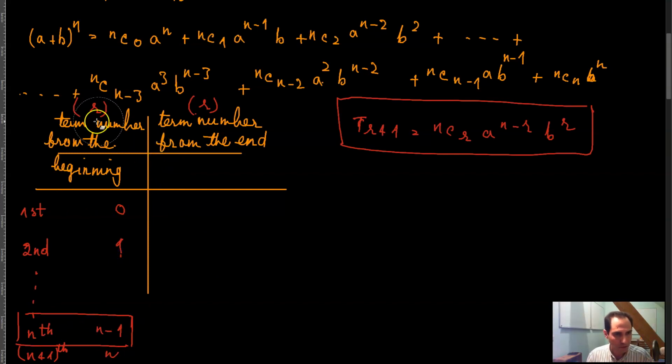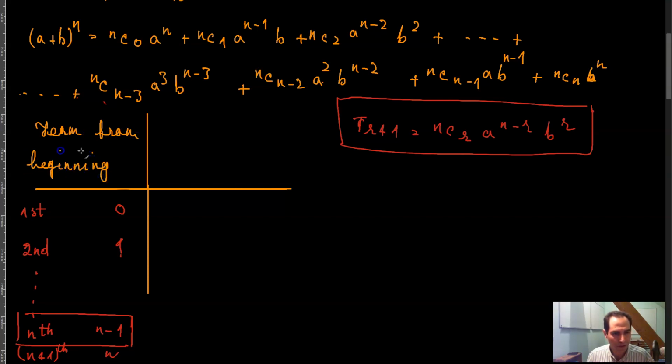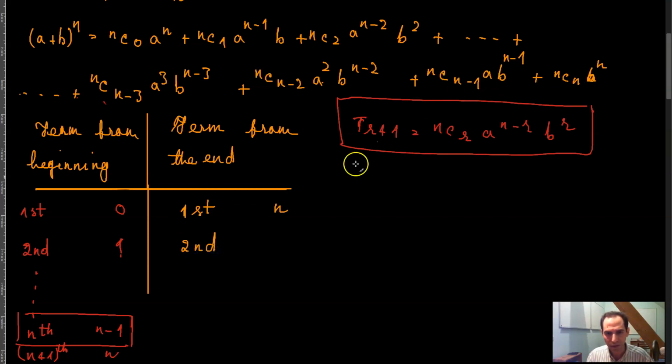Now let's forget about all of these over here and write this in a different way. Let's assume that this is the term from the beginning, and this is the term from the end. The first term from the end, the value of r over there is n. The second term from the end, the value of r is n minus 1.